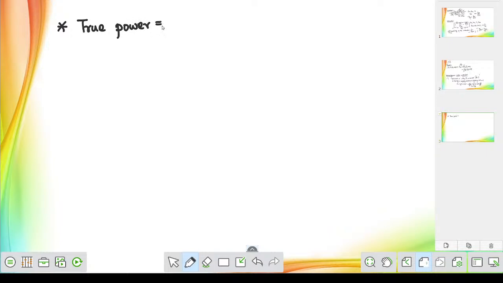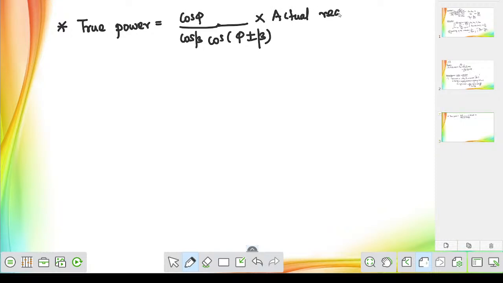First one, if you are requested to calculate the value of power, they will give two data. One is the value of the power factor cos phi, and another one is the value of beta, that is the pressure coil phase angle. First write down the formula: cos phi divided by cos beta, into cos of phi plus or minus beta. So this is the formula to obtain the actual reading of the wattmeter. Sorry, I forgot to add: into the actual reading of the wattmeter.